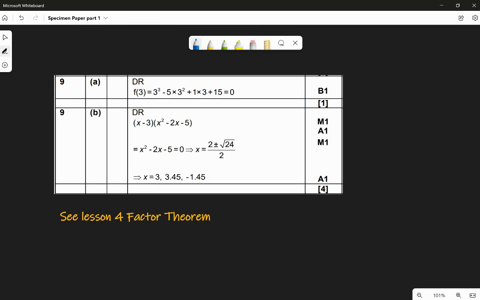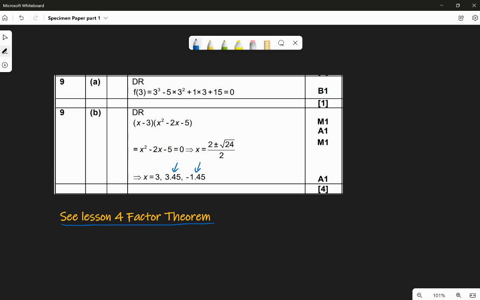There we go. They've given the solutions in decimal form. How horrible. And they haven't even written what they've rounded it to. Despicable. But if you've given it three significant figures, like they have, great. Well done. You get the full marks. So if you want more practice on the factor theorem, see lesson 4 on the factor theorem.